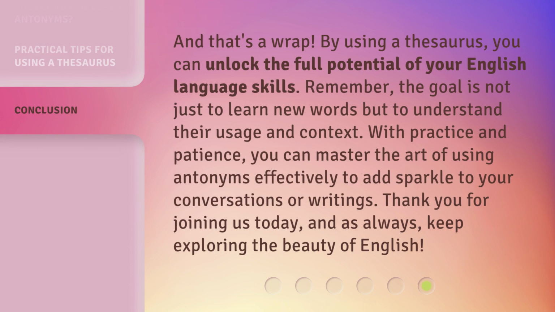And that's a wrap. By using a thesaurus, you can unlock the full potential of your English language skills. Remember, the goal is not just to learn new words but to understand their usage and context. With practice and patience, you can master the art of using antonyms effectively to add sparkle to your conversations or writings.